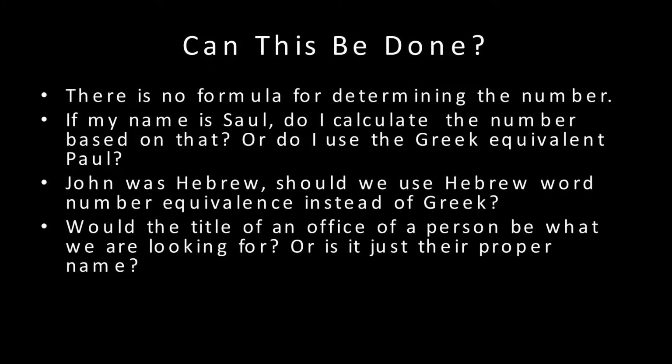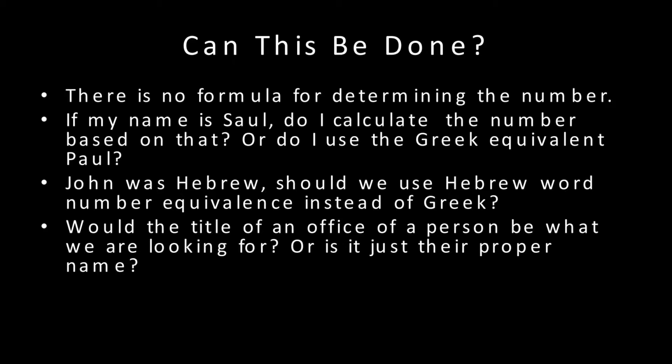How are you ever going to determine what totals up to 666? Without a formula or pattern, there's no way of knowing if my name, by the way, Greek and Hebrew both use number equivalencies, letter number equivalencies in their languages. So if my name is Saul, do I calculate that number based on that? Or do I use the Greek equivalence of Paul? Because John wrote it in Greek.